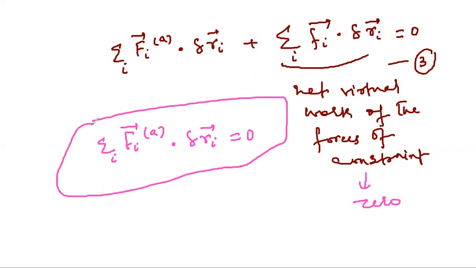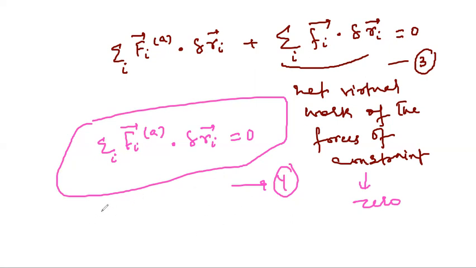Let me encircle it and name it as equation 4. What does it say? It says that if we have a system in which the net virtual work of the forces of constraint is 0, then equation 4 holds. Equation 4 says that the condition for equilibrium of a system is simply that the virtual work of the applied forces vanishes. This equation 4, which is the condition of equilibrium for a system in which the net virtual work of the forces of constraint is 0, is called the principle of virtual work. So it is a name.